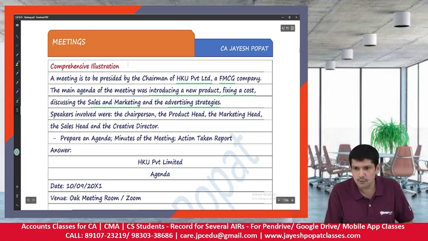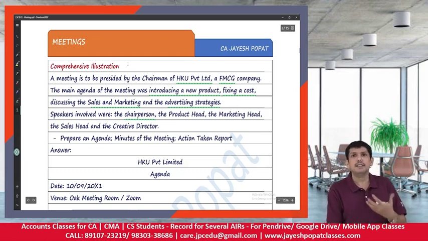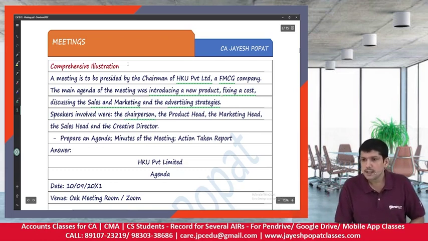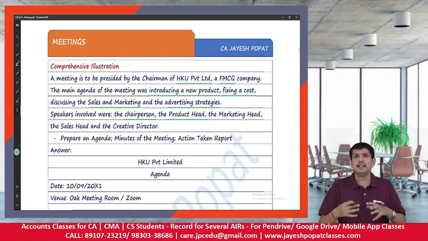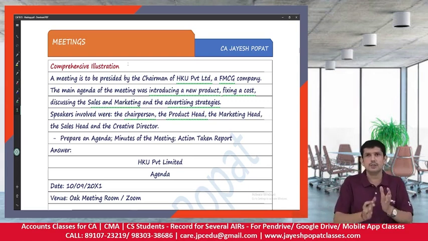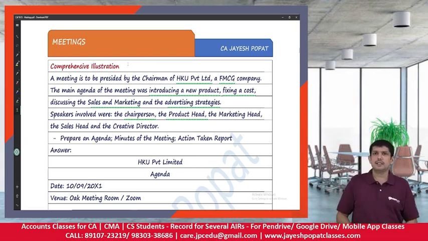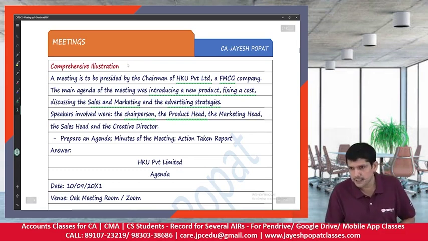The speakers would involve the chairperson, so basically he might be the CEO or the managing director of the company. The product head, who is the product head? The product head is a person who is responsible for designing and developing that product, so he looks into the manufacturing side of the product. Then it would involve the marketing head. It would involve the sales head.